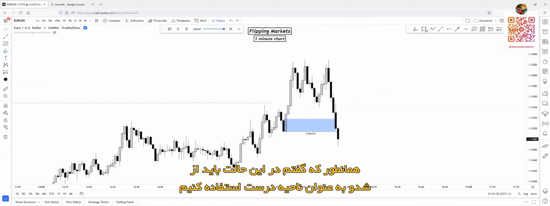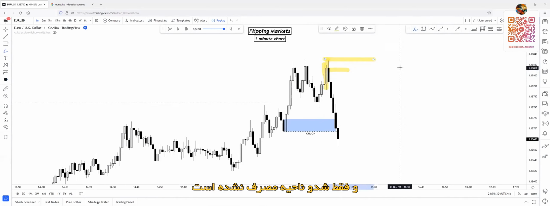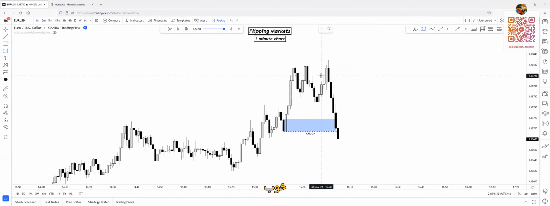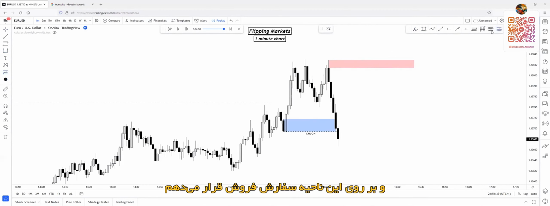So in this case, as I told you, we have to use the wick as our right zone, because this candle is mitigated by the following candle. So the wick is the only unmitigated area. Okay, so I will just mark it out as our supply zone. And I will set my order limit on this zone, a sell limit.